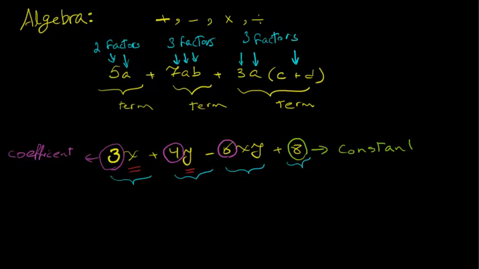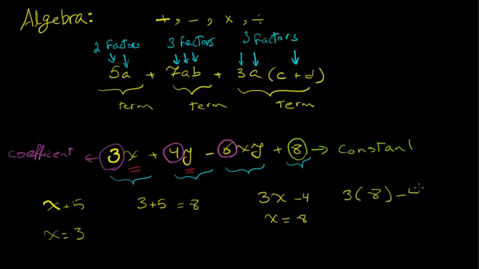How do we evaluate an expression? When we are given an expression, we are generally asked to find the value of the expression. For instance, you might be asked to evaluate the expression x plus 5, given x equals 3. In that case, you insert the number 3 in the expression and you'll have 3 plus 5, then perform the operation. Or let's say you are asked to evaluate the expression 3x minus 4, given x equals 8. So we have 3, instead of x we put 8, and minus 4. 3 times 8 is 24, minus 4. So the value of the expression is 20.